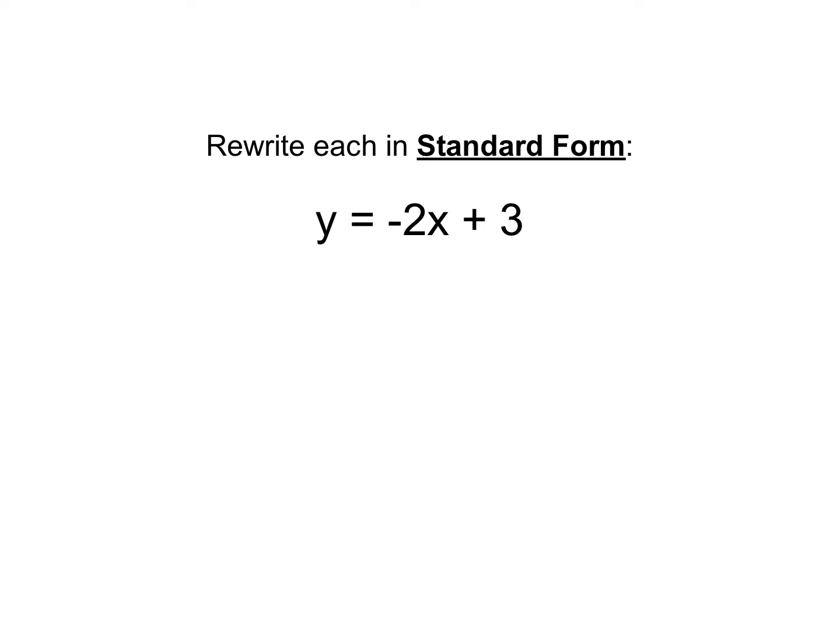Now this one is written in y equals mx plus b form, and I want to change it to standard form. Standard form is ax plus by equals c. And then we had the rules that a had to be positive. A, B, and C have to be integers, which means no fractions and no decimals. So let's go ahead and start moving things around here.